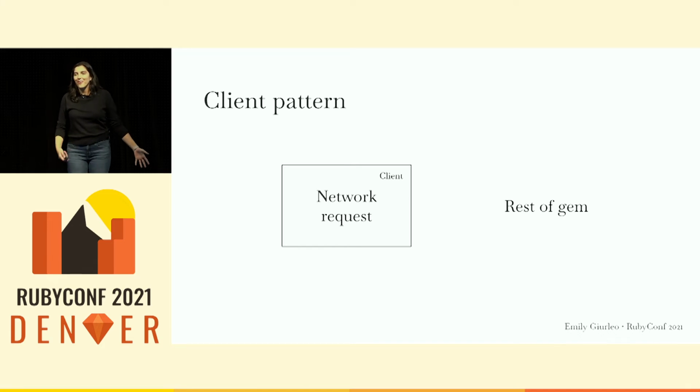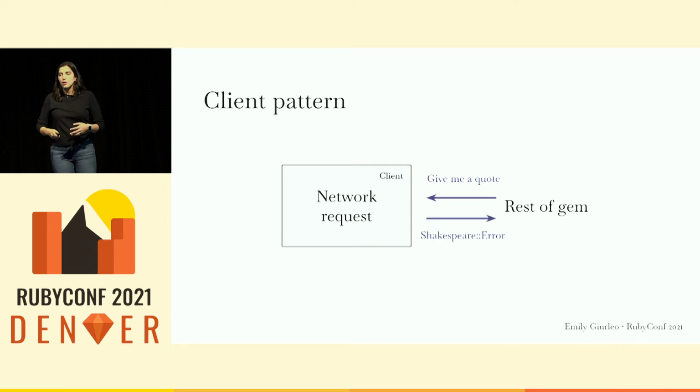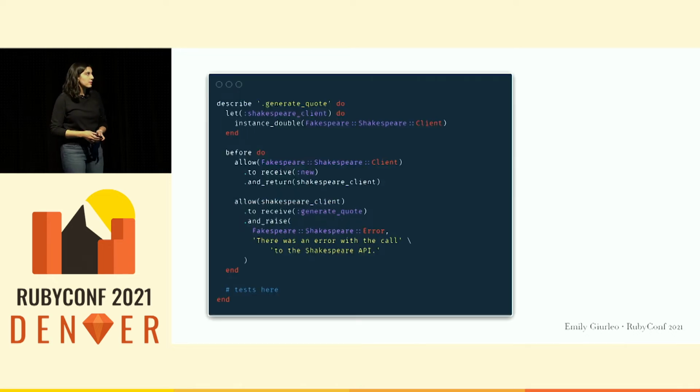So we can lean again on our client pattern. In this case, I have the client, whenever there is a problem performing the network request, raise an exception, a custom exception class that I wrote called Shakespeare error. And that way, the rest of the gem can rescue that error and perform some exception handling whenever there is an issue with the API request.